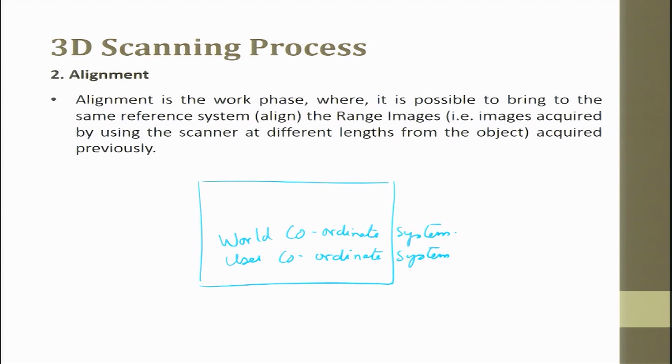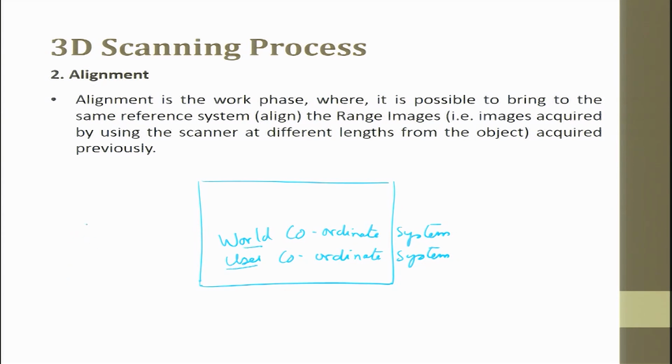You have the world coordinate system, and you have the user coordinate system. Now what you do is, you try to collect the data in terms of the user coordinate system and then transform the data to the world coordinate system, so that you can have proper referencing of the features in a part in terms of user and world.